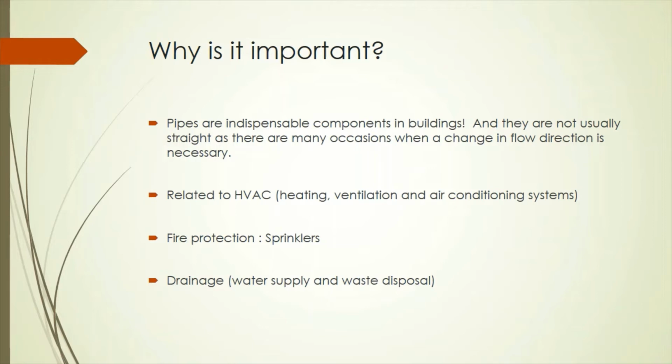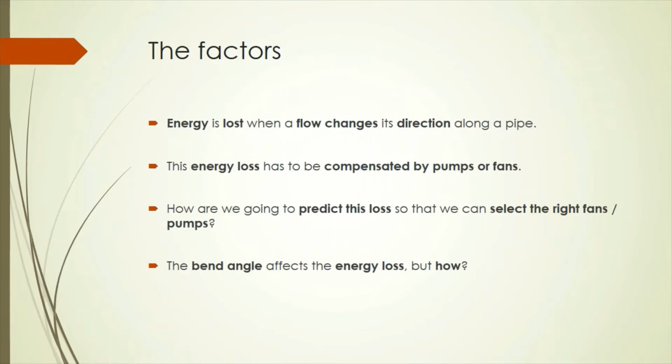Now, you can find pipes and bends in HVAC systems, in sprinkler systems, and also in water supply and waste disposal systems. When the flow changes direction, energy will be lost. And if you want the flow to be maintained at a fixed flow rate, then this energy loss has to be compensated by pumps and fans.